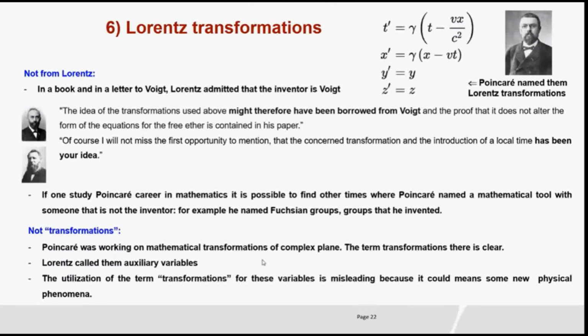But now when you call the variables that Lorentz and Voigt were using transformation, you add something. Do you mean there is a physical transformation? Is this something new? So Lorentz didn't call them like this. He called them auxiliary variables. So the use of the term transformation is misleading and could mean that there is new physical phenomena, but there is not. It was just a change of variables, but today, instead of using this change of variables, we could resolve the equations numerically without doing a change of variable.